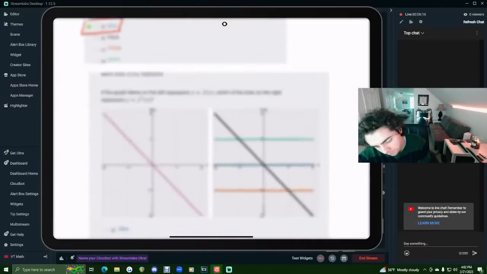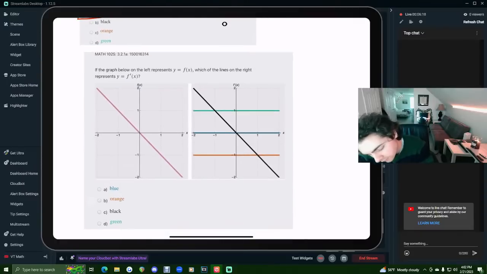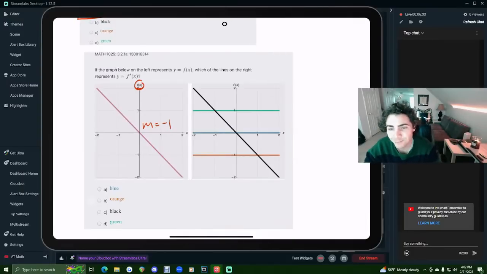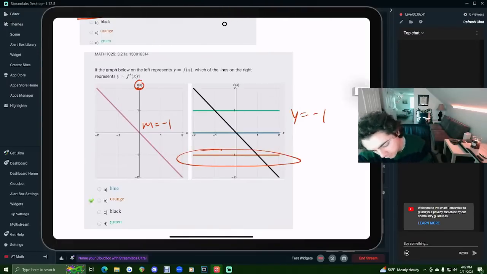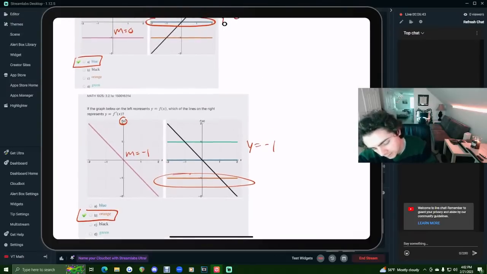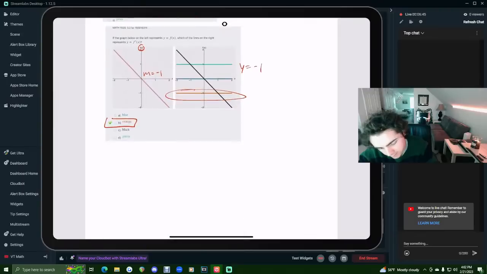Let's do one more. The slope of f of x is -1 because we go down 1 and over 1. Okay, the slope of f of x is -1, so the y value of f prime should be -1. The color with a y value of -1 is orange. So that's all there is to it. Hope that makes sense. Let's keep going.